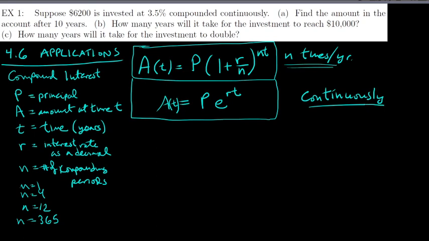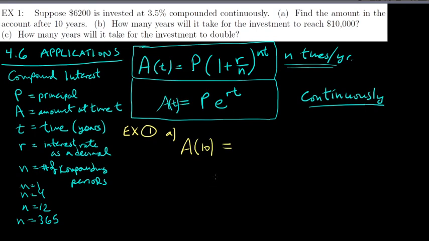All right, so now I think we can get to example 1. I know I'm going to run out of space quickly, but I'll try to squeeze it in here. Example 1: suppose $6,200 is invested at 3.5% compounded continuously. Part A is we want to find the amount of money after 10 years. So how much money do we have after t equals 10 years?